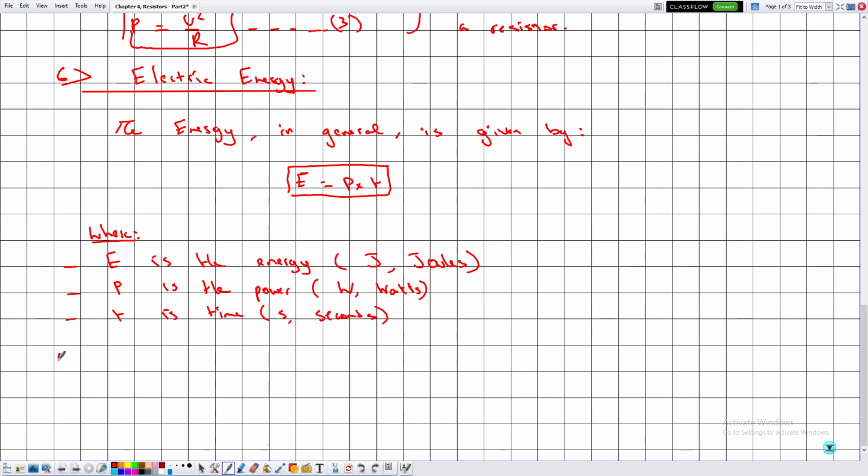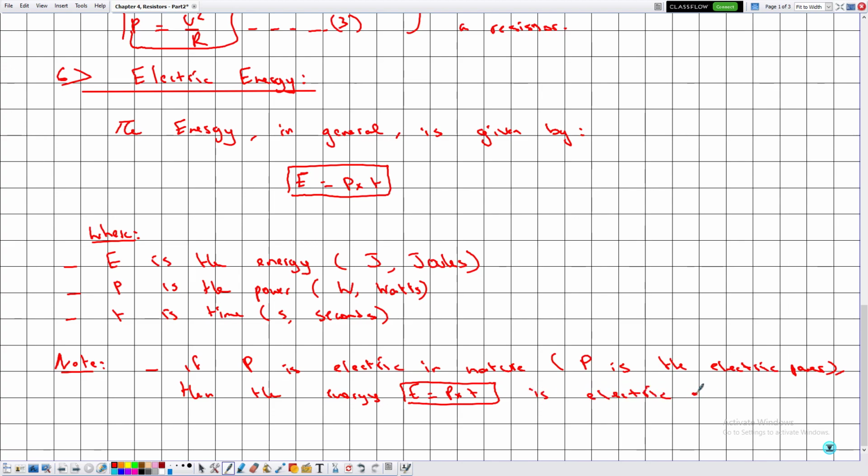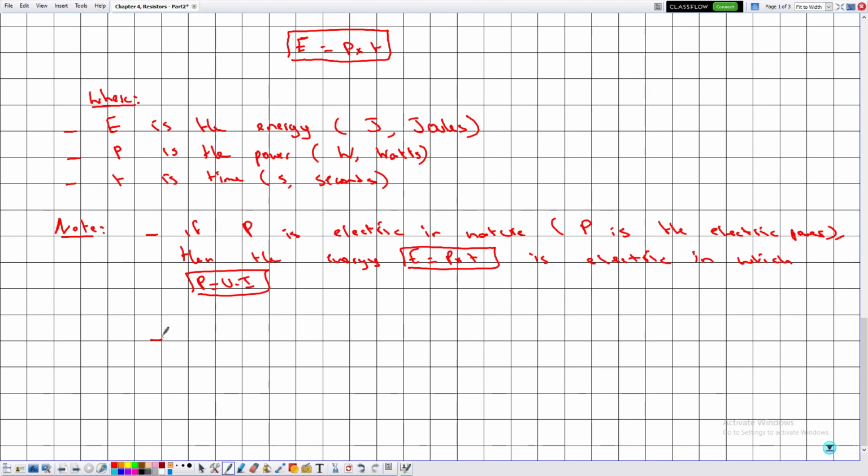Okay. Now the following important note that we should consider: if P is electric in nature, which means P is the electric power, then the energy E is equal to P multiplied by T is electric, in which P is equal to U multiplied by I. Okay, and let me specify a convenient unit of energy which is given by kilowatt hour.